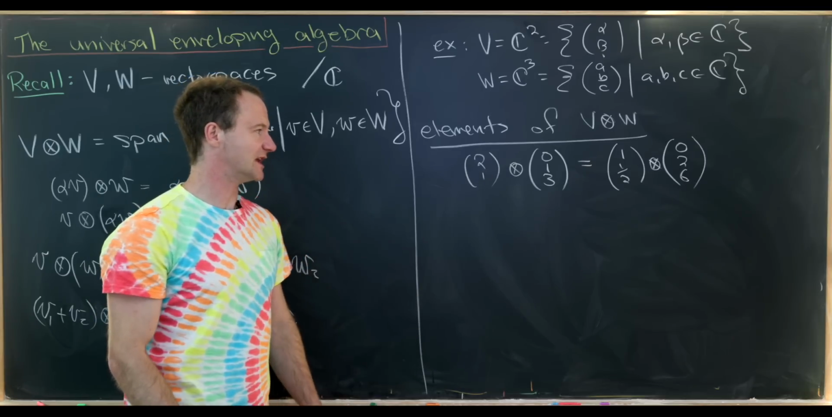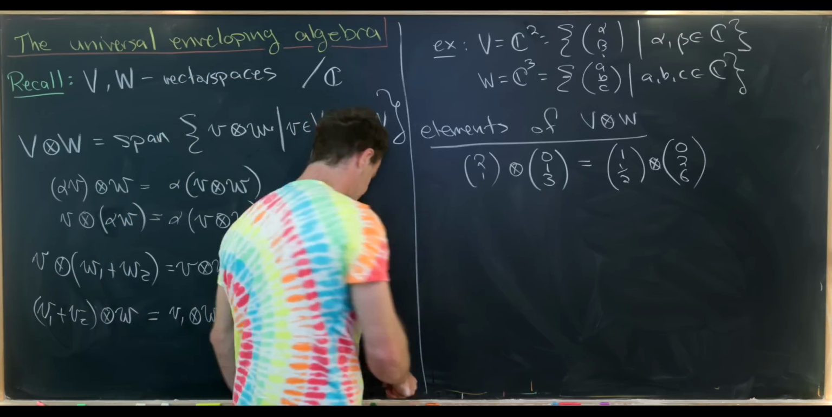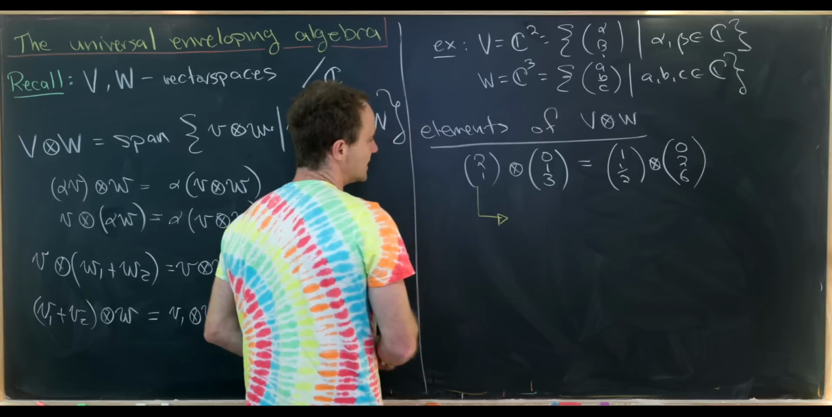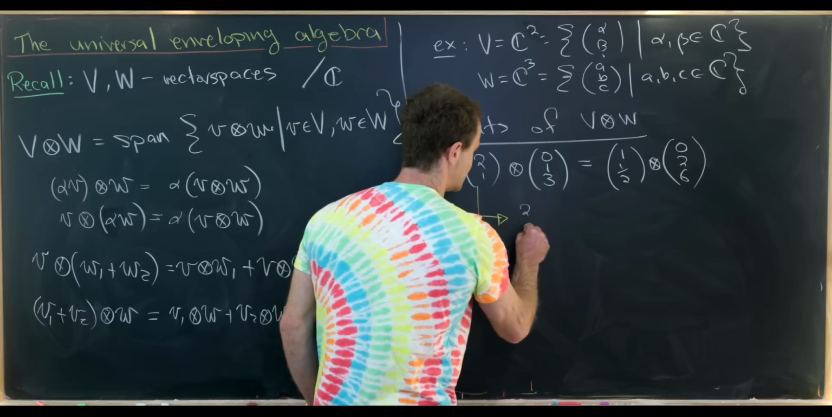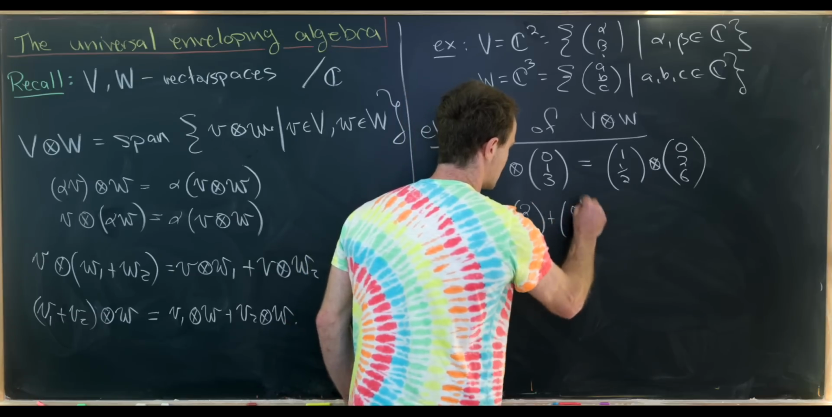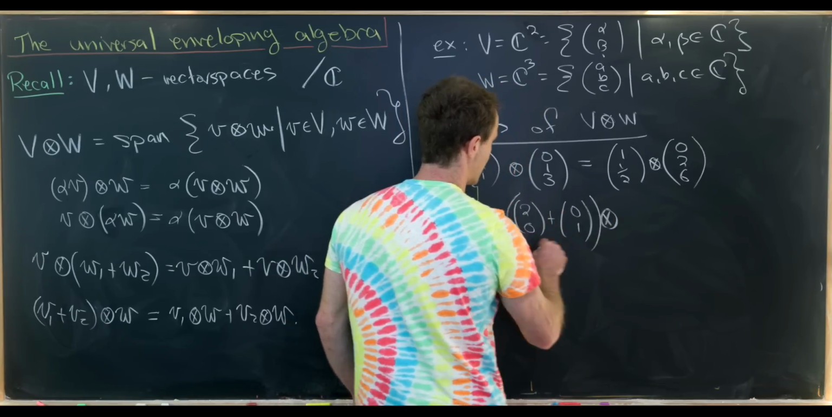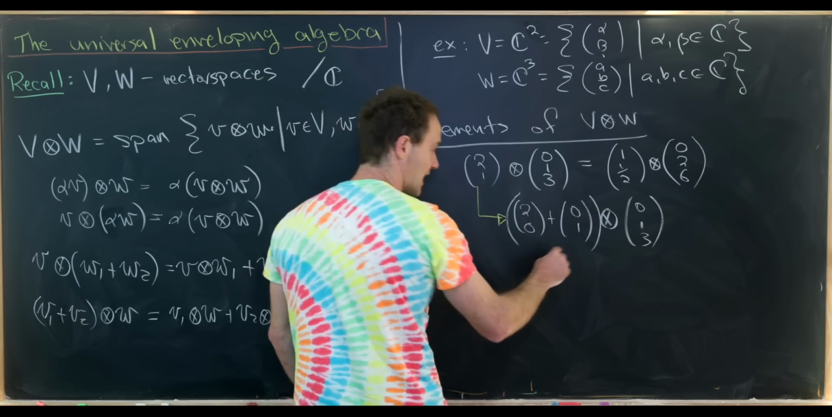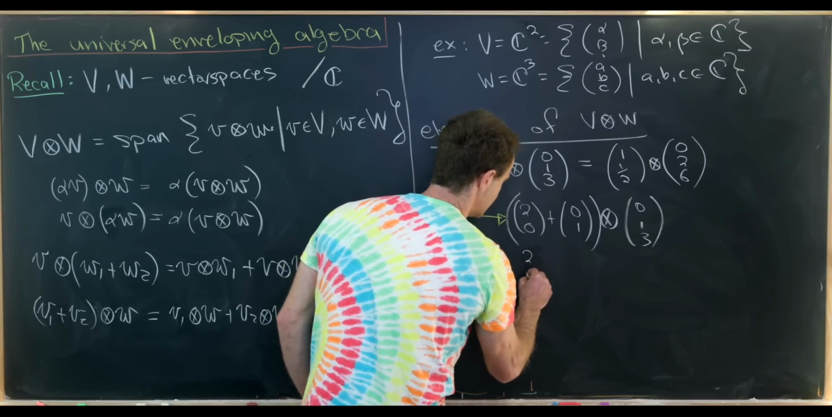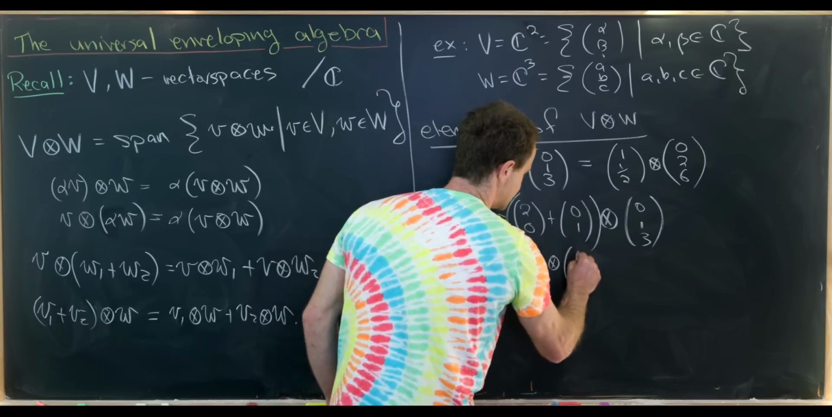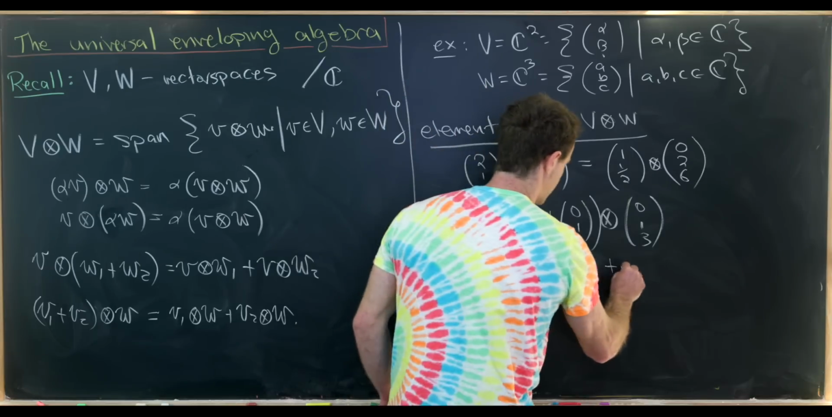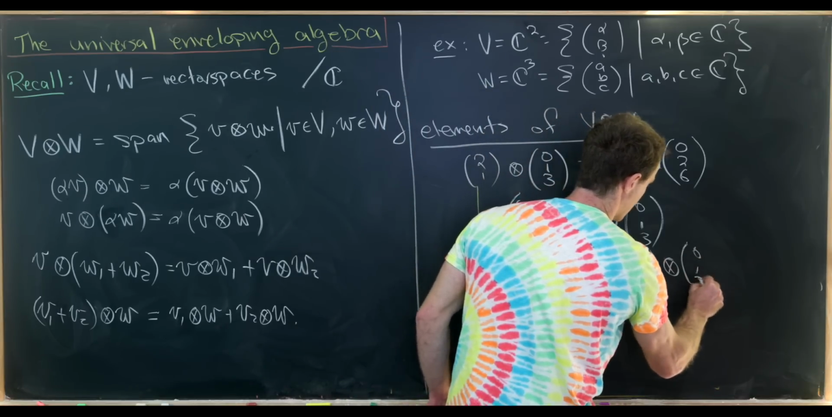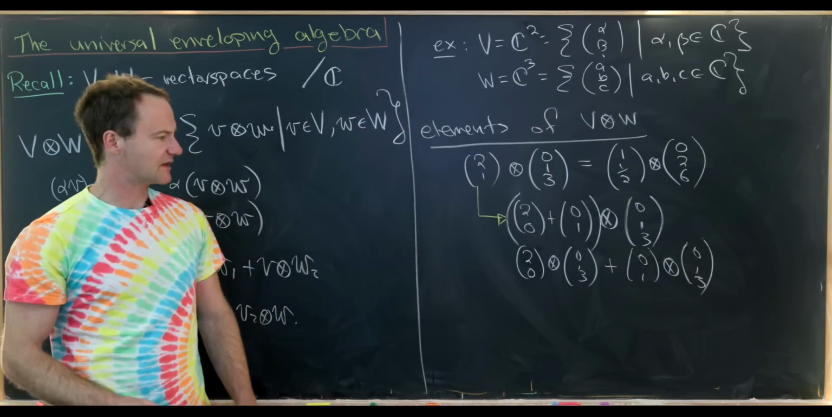Other things that we could do is we could expand this in terms of the basis vectors. I won't expand it all the way out in terms of the basis vectors, but maybe a little bit. So this is going to be the same thing as (2, 0) plus (0, 1) tensored with (0, 1, 3). And then from there, we could maybe write this as (2, 0) tensored with (0, 1, 3), and then plus (0, 1) tensored with (0, 1, 3). So something like that, if you will.